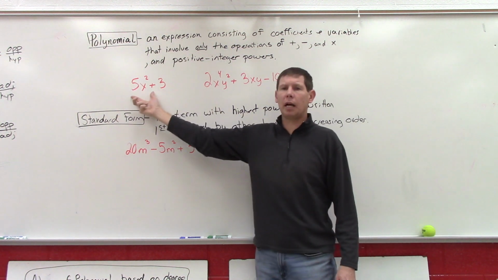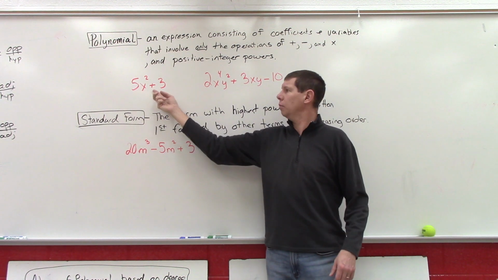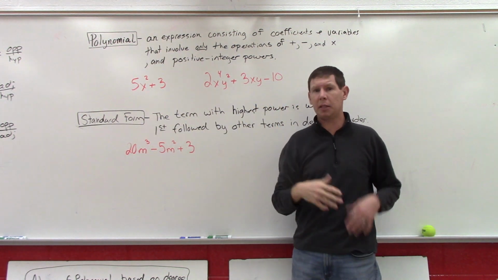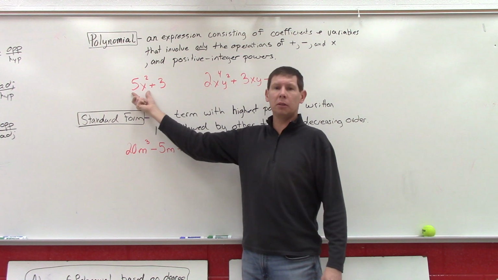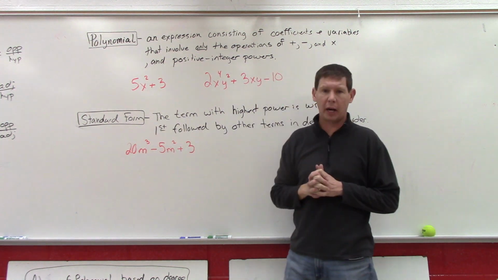So these are just types, in red here, of polynomials that we've had. 5x squared plus 3. Poly, by the way, means many, so we have to have multiple terms. So we have our two terms here. Terms are separated by the addition or subtraction signs.